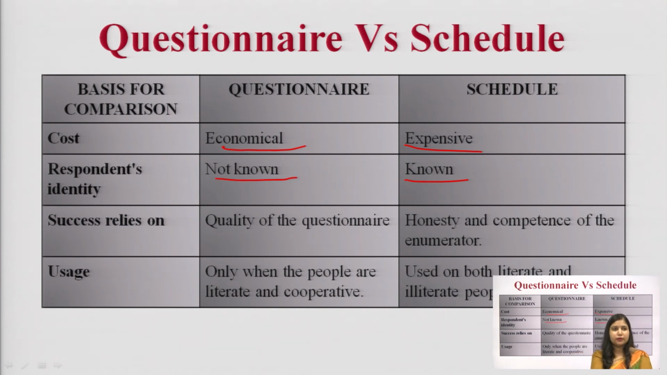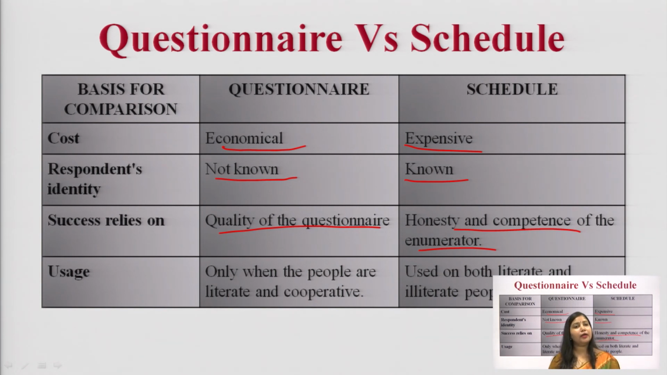Then the other is that success relies on the quality of the questionnaire. Success relies on whatever questions we have put in our questionnaire. If the set of questions is good, then the response will be good. But when we talk about the schedule, then the honesty and competency of the enumerator are going to count, and his honesty and competency will lead to the success of your schedule. If he is efficient, he can record the data correctly, but if he is not efficient, then he may not record the data correctly.